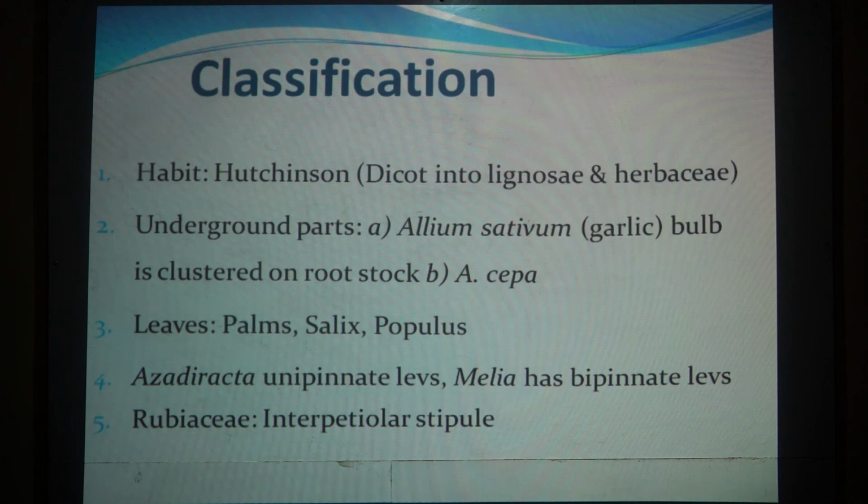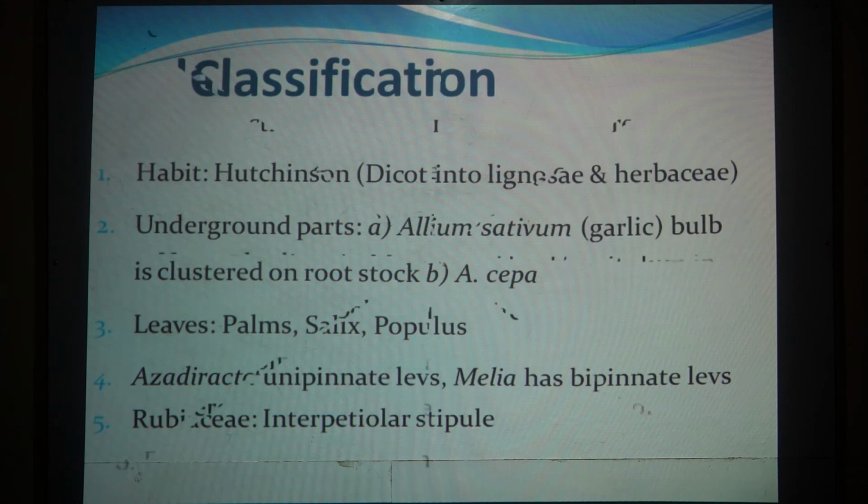Then another best morphological example: interpetiolar stipules are only present in the family Rubiaceae, which means it is useful for identification of the family Rubiaceae, that is, interpetiolar stipule is present in the leaves. So this is about the morphological use in the classification.